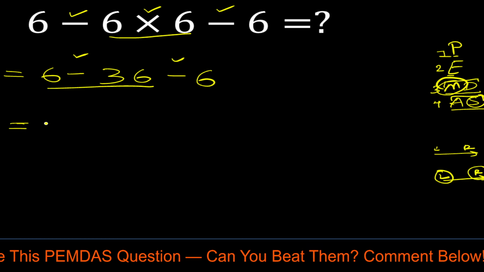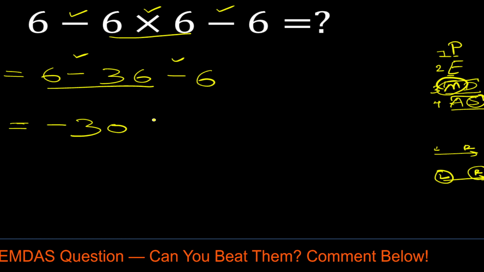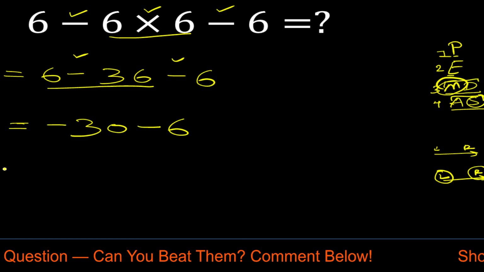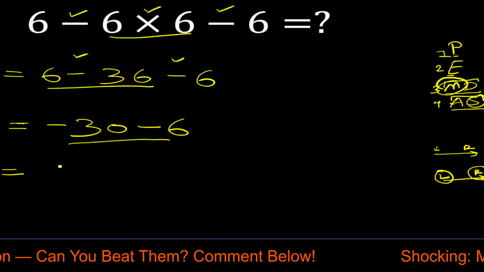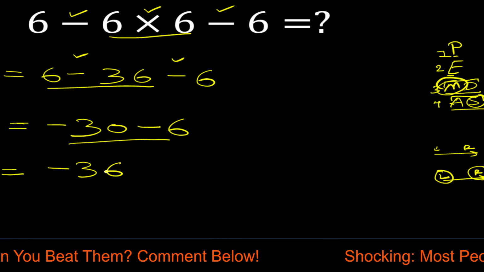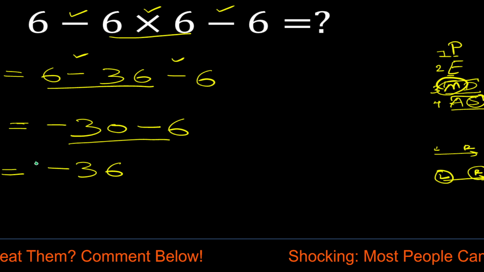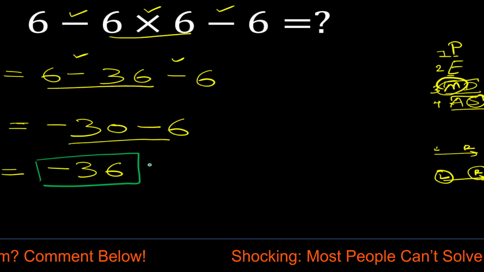So 6 minus 36 is equal to minus 30, minus 6. So minus 30 minus 6 is equal to minus 36, right? So the correct answer is minus 36.